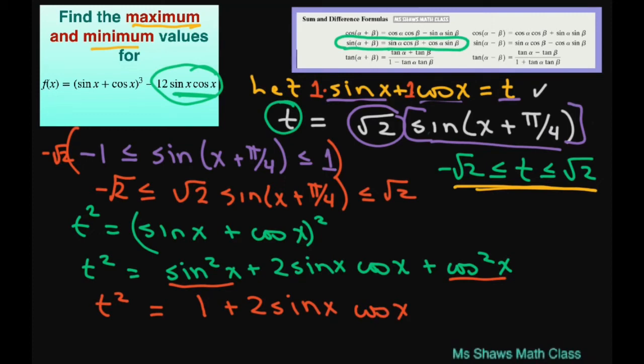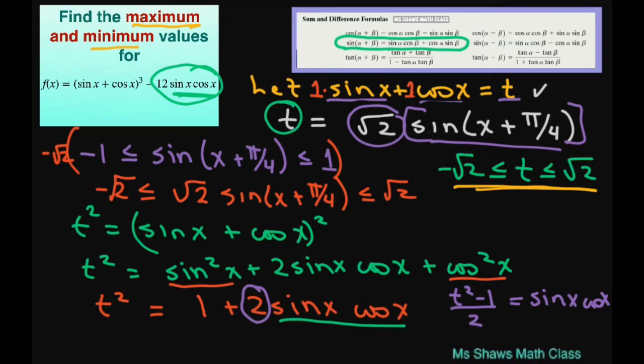Now, what we want to do is solve. I want to solve for sine of x cosine of x. So I'm going to subtract the 1, so we're going to have t squared minus 1. Then I'm going to divide by 2. And that's going to give you your sine of x cosine of x. All right. So now that we have everything in terms of t, let's get started on rewriting this.